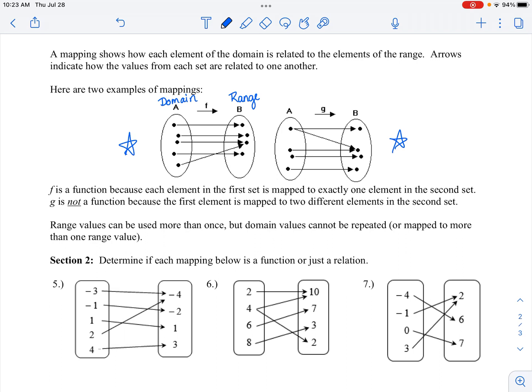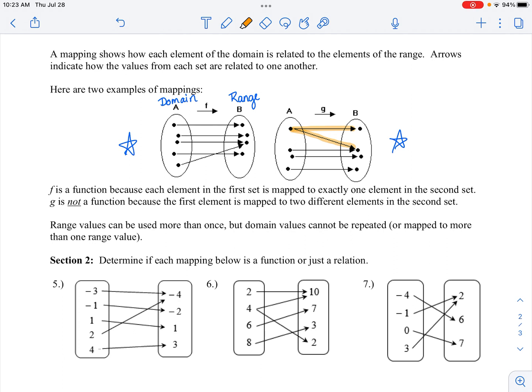F up here, the first mapping, is in fact a function because each element in the first set is mapped to exactly one element in the second set. G, this one over here, is not a function, and that's because of this right here. The first element is mapped to two separate range values, or elements in B, and that's violating that every X has only one Y. Every domain has only one range. Okay, so range values we can use as many times as we want, as we saw in the previous video, but domain values can only be used once.